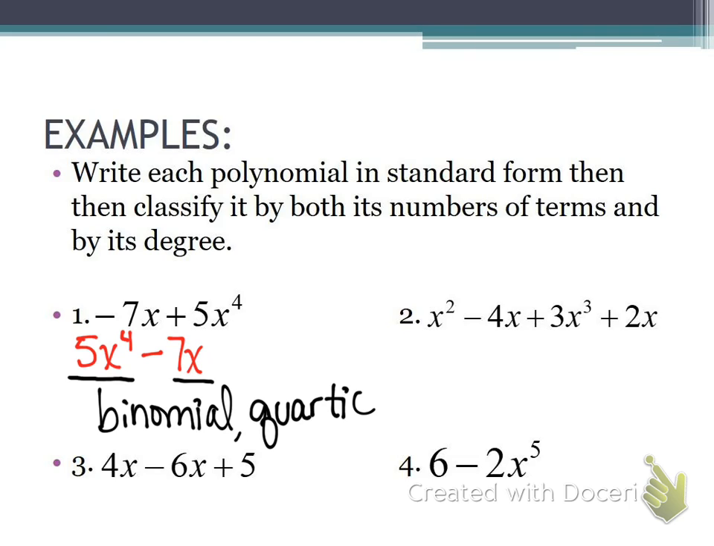I want you to give these ones a try on your own, but what do you notice about numbers 2 and 3? There's multiple, there's 4 and there's 3. We can combine like terms, okay? So make sure you combine like terms first, or at least combine like terms before you classify it. If you want to rearrange it and then combine, you can do that. But make sure your terms get combined before you start classifying.